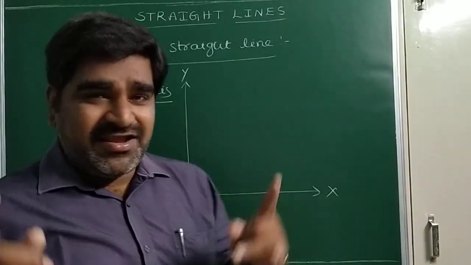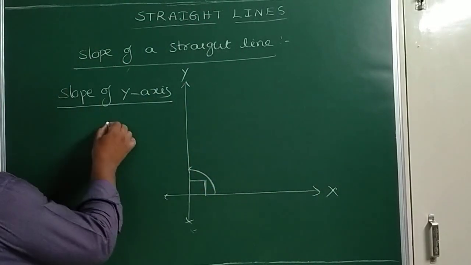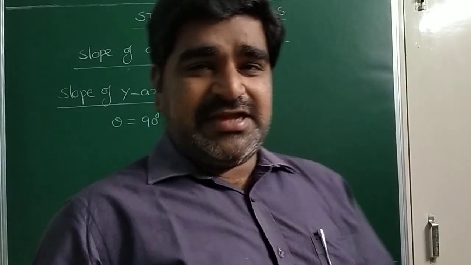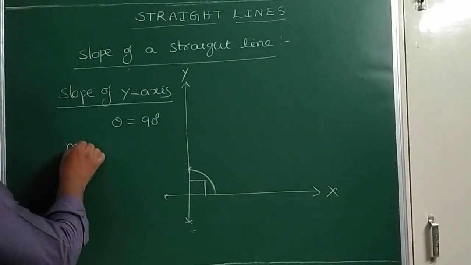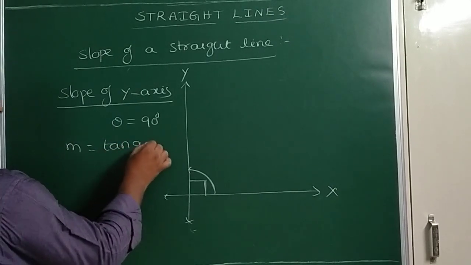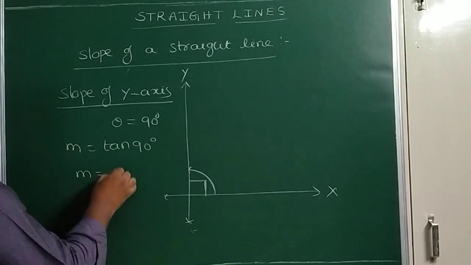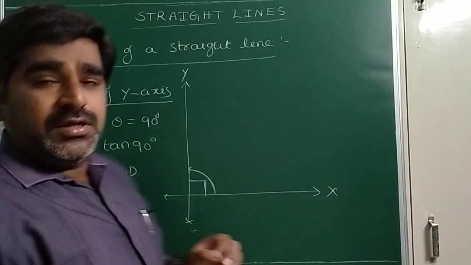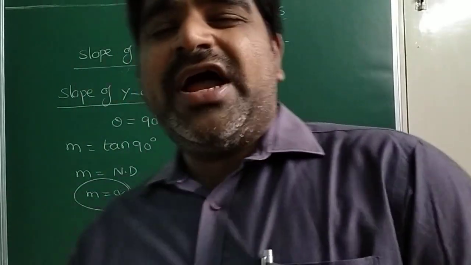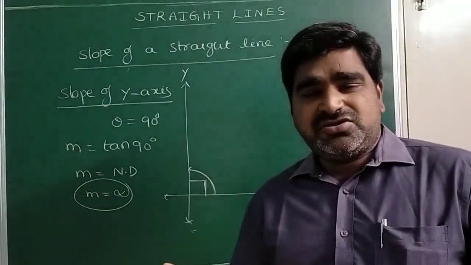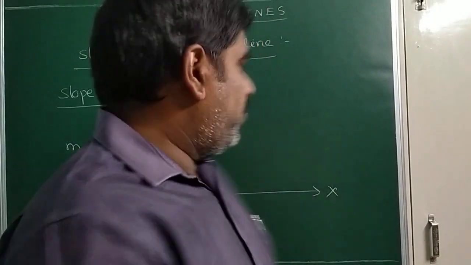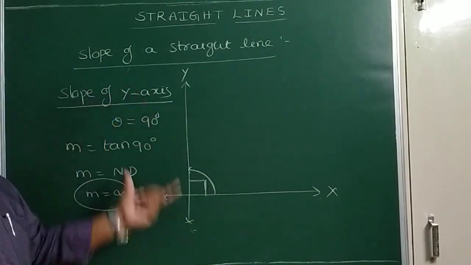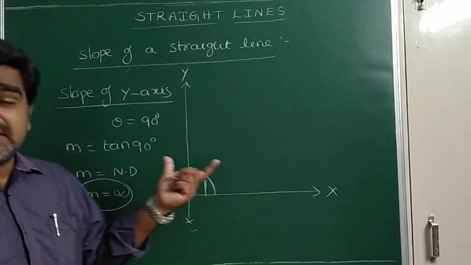So what is the inclination of y-axis? The inclination of y-axis, theta, is equal to 90 degrees. So therefore the slope of y-axis is m equals tan 90 degrees. So m is not defined, which is usually denoted by infinity. So the slope of y-axis is not defined. I think everybody knows, but some of you may not know why the slope of y-axis is infinity. This is the reason.